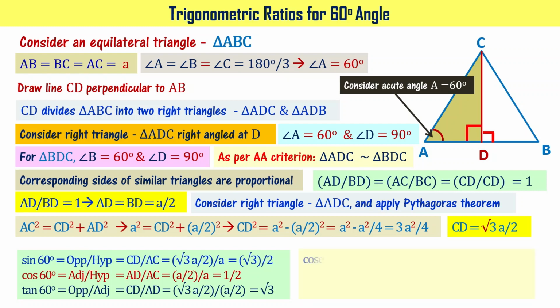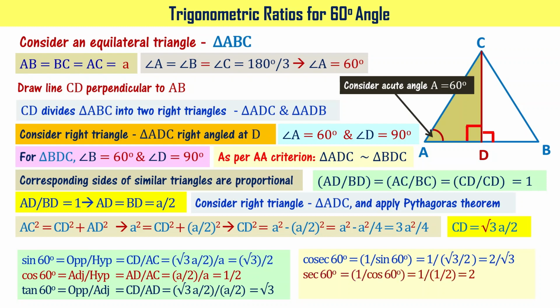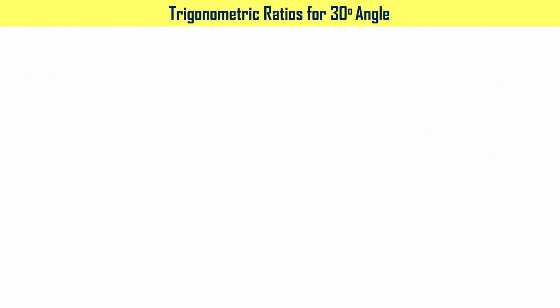Now, cosec 60 is 1 by sin 60, that is equal to 2 by root 3. And sec 60 is 1 by cos 60, that is equal to 2. And cot 60 is 1 by tan 60, that is equal to 1 by root 3. Please take a note of these values. Now let's learn about trigonometric ratios for 30 degrees angle.